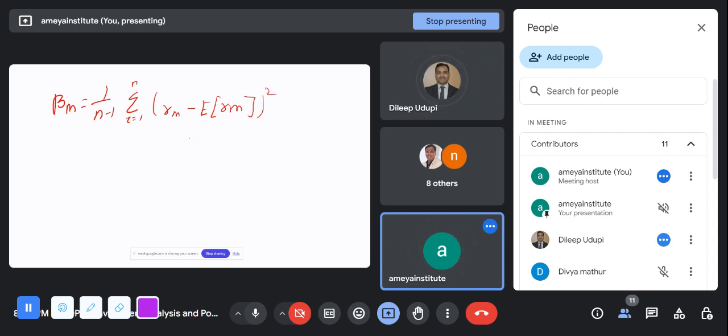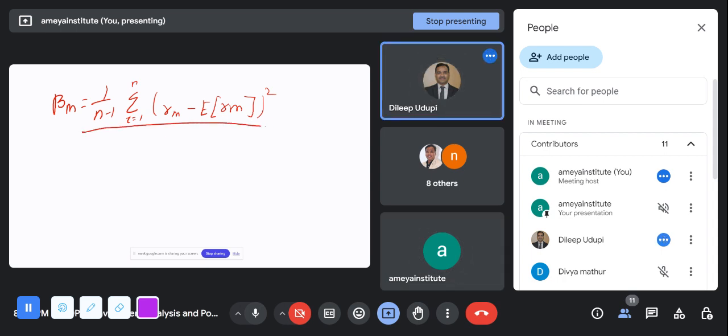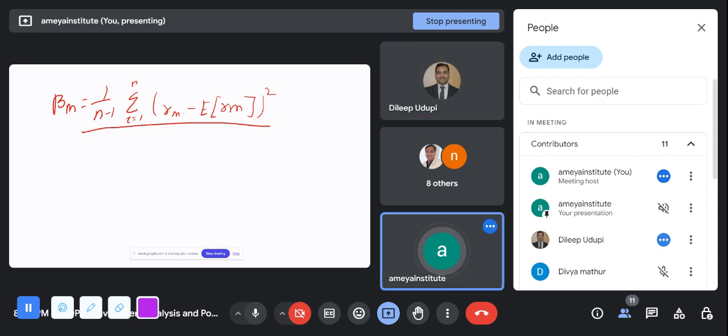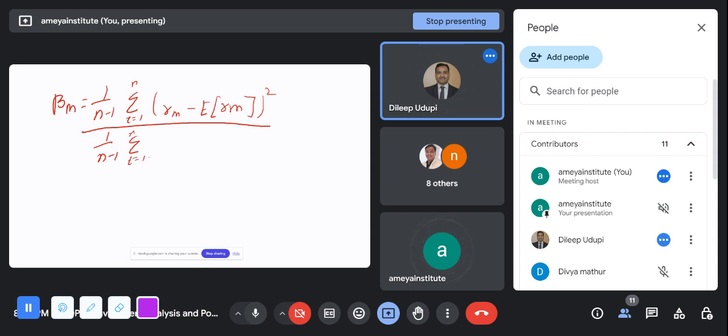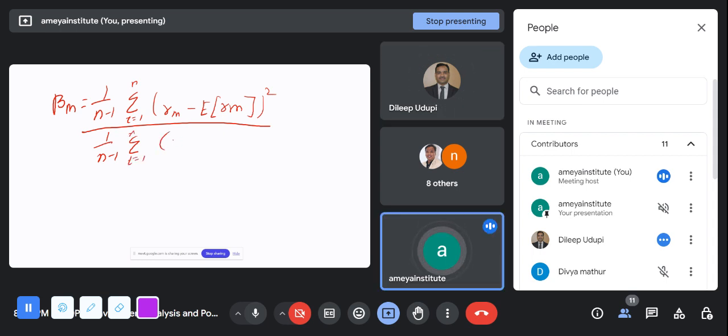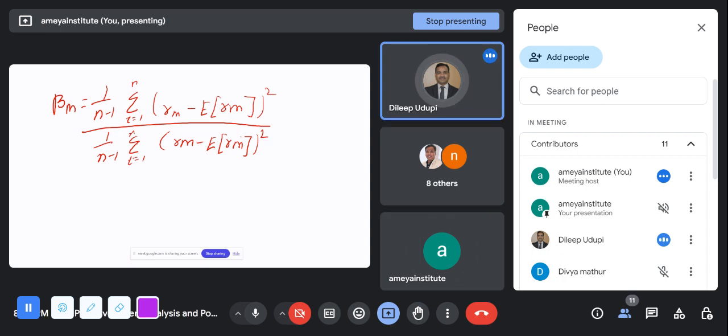So I can write Rm minus expected return of Rm, the whole square. Is it correct? Yes. Divided by, the numerator is just variance, it will become square variance, right? So again 1 divided by n minus 1 to the summation of n. Now what is the denominator here? Same value. Rm minus expected return of Rm, bracket close, to the square only.